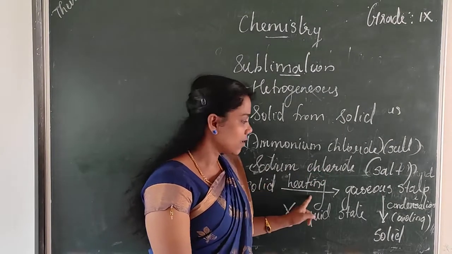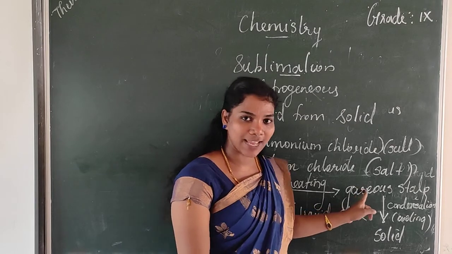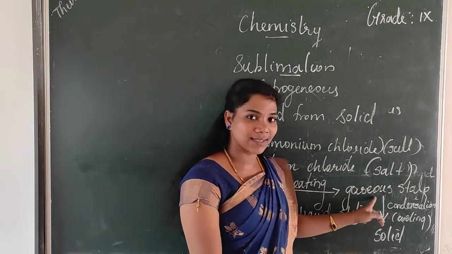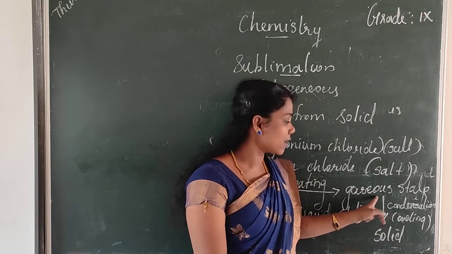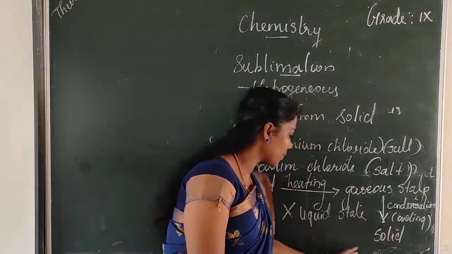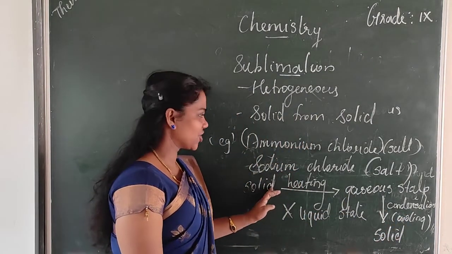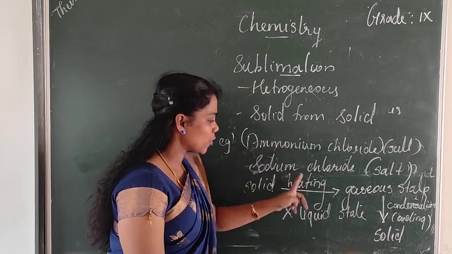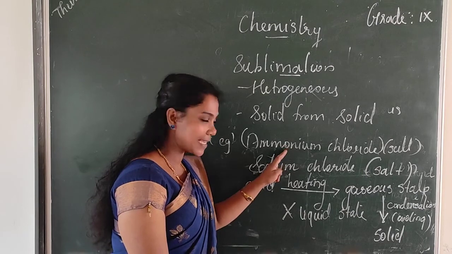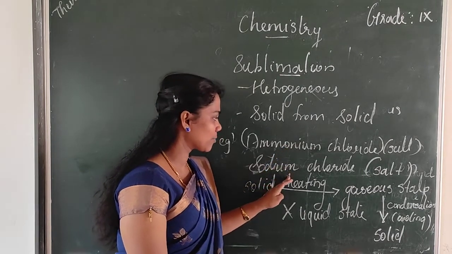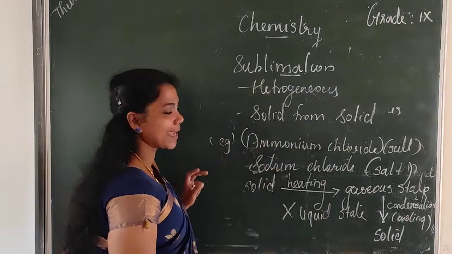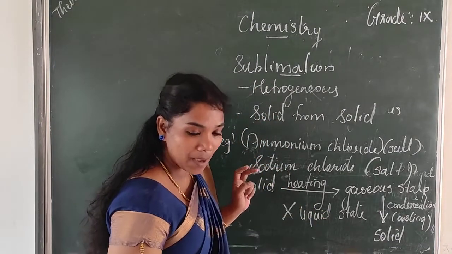So what is sublimation? A solid on heating is directly converted into gaseous form without undergoing the liquid state. Again, this gas or vapor on condensation, that means cooling, forms solid again. This whole process is called sublimation. Here ammonium chloride shows this property, whereas sodium chloride does not. So we can easily separate ammonium chloride and sodium chloride with the help of sublimation. Now we can see the diagrammatic representation for sublimation.